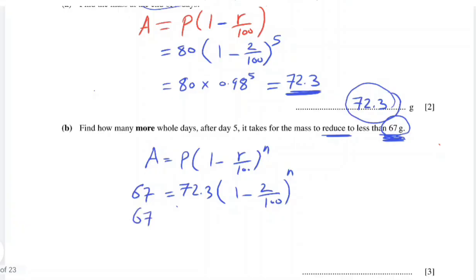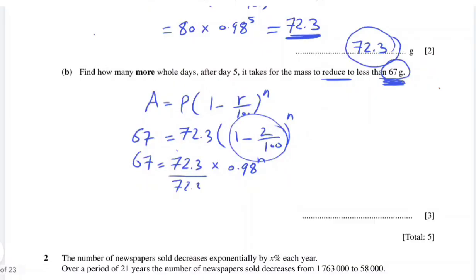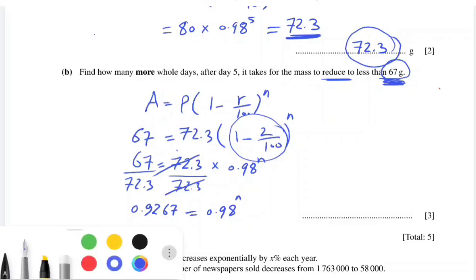So 67 equals 72.3 times 0.98 to the power of n. Now you want to get rid of this 72.3, so you divide both sides by the same number. So now 67 over 72.3, the answer is 0.9267, equals 0.98 to the power of n. Now to find n, you have two methods.